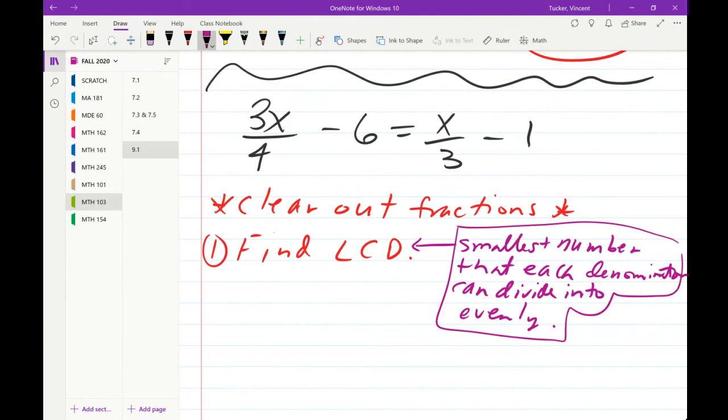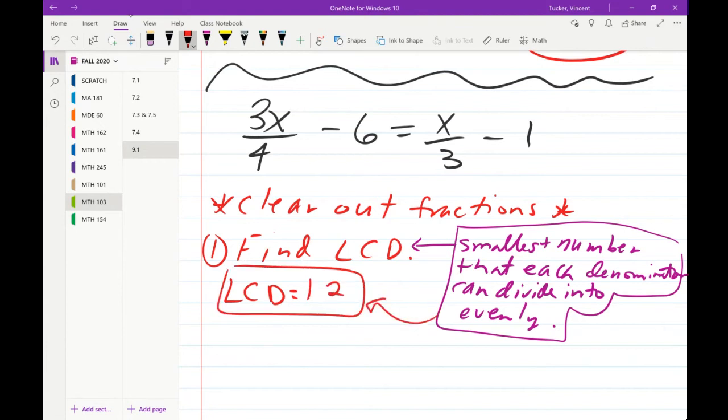All right, so first thing we want to do is find the LCD. So we want to find the smallest number that each denominator can divide into evenly. So the LCD for us in this problem will be 12. Because the 4 and the 3 can divide into the 12 evenly.